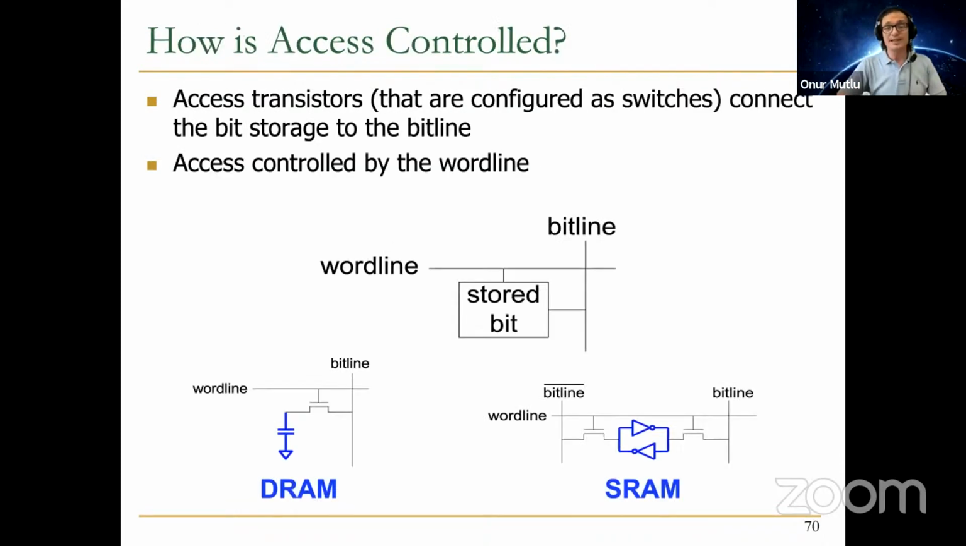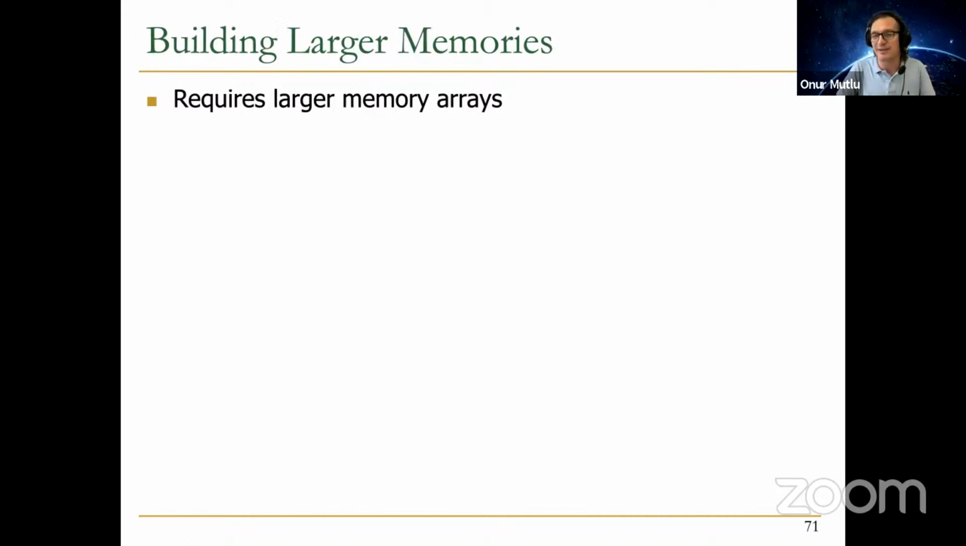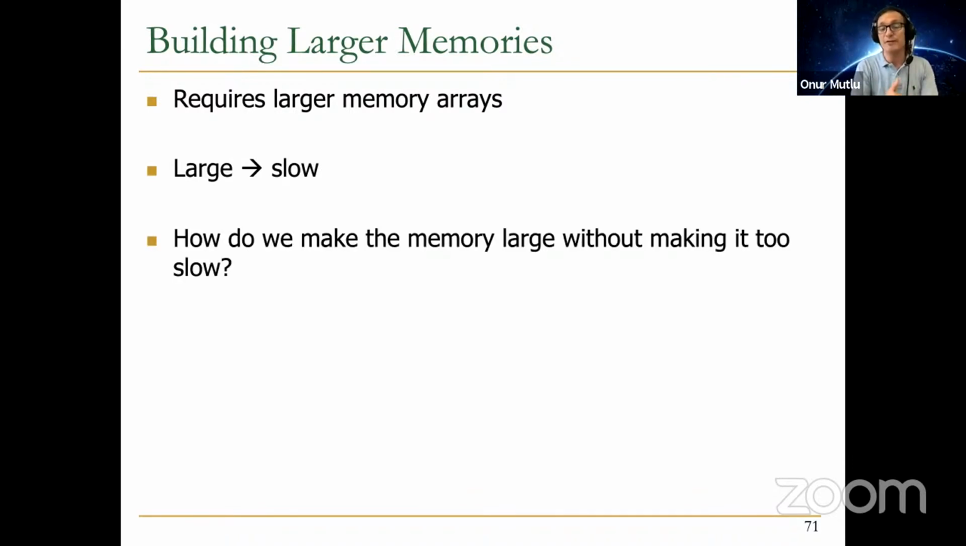Okay. So now building larger memories. Now I'm giving you a single bit over here, but you build an array of these bits, and building larger memories requires larger memory arrays, clearly, right? If you want higher capacity, which we do, I hope I motivated you with the real workloads, you need larger memory arrays. Unfortunately, there's this fundamental thing that says large is slow, and that's true. Otherwise, it's magic, basically. That's very fundamental. So the question is, of course, how do we make the memory large without making it too slow? And that brings us to the hierarchical structure of modern memories, basically.